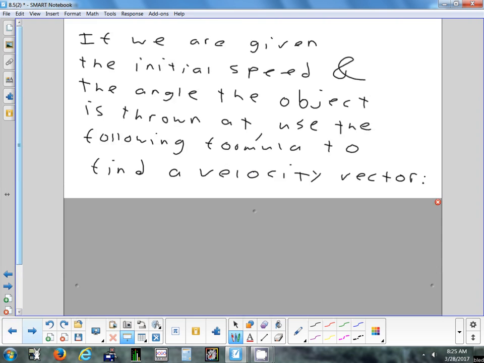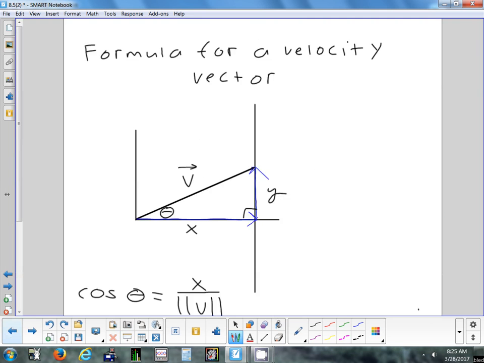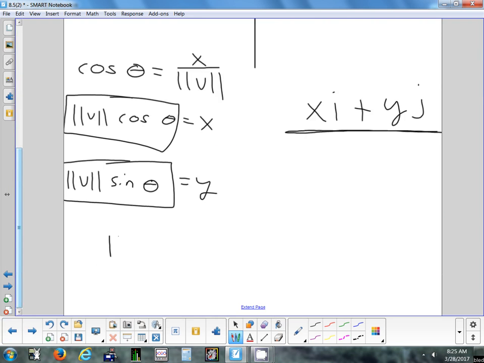I'll just do it out right here. So we got magnitude of v cosine theta, and that's the i component, plus magnitude of v sine theta, and that's the j component. Now, what does each term have in common there? They both have a magnitude of v in front of them. So what can I do with that magnitude of v? I can factor it out.